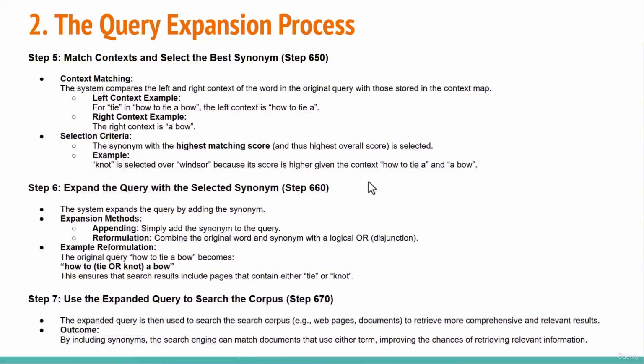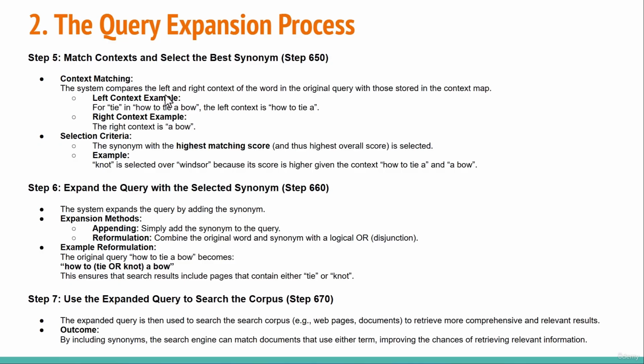The second step is the query expansion process, which involves matching the context and selecting the best synonym. The context matching system compares the context words, the words to the left and right of the main word, with the context words stored in the context map. Let's look at an example of the left context. How to tie a bow. The left context is how to tie a. Now the right context is bow, which comes after tie.